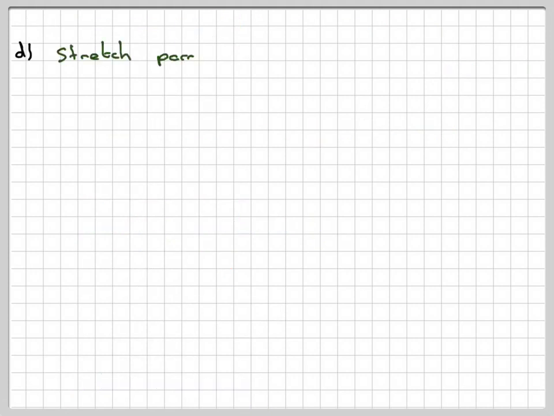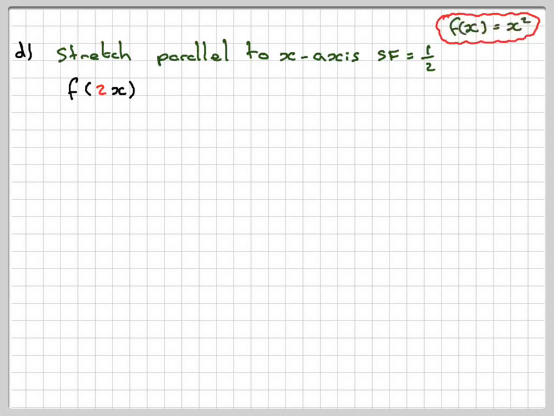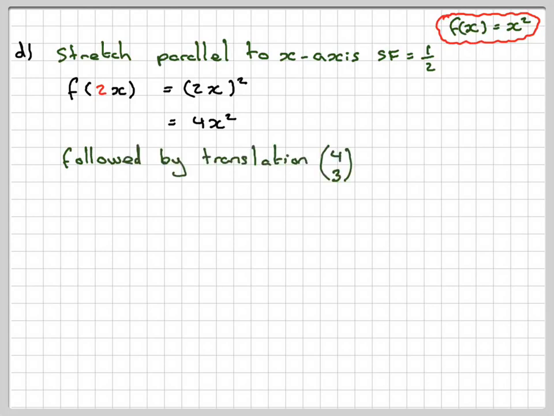Okay, the last one is a stretch parallel to the x-axis, scale factor 1/2. So that's f of 2x. So remember, f of x is x squared, so we put 2x instead of x, so that becomes 2x all squared, which is 4x squared. Then it's followed by a translation (4, 3). So that means we need to take 4 from each value of x and add 3.